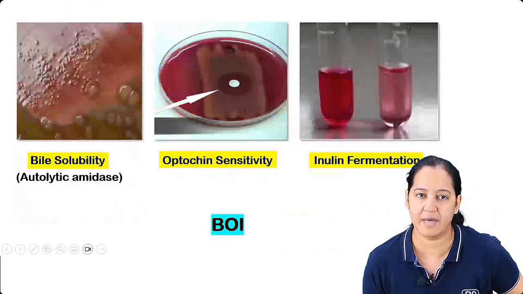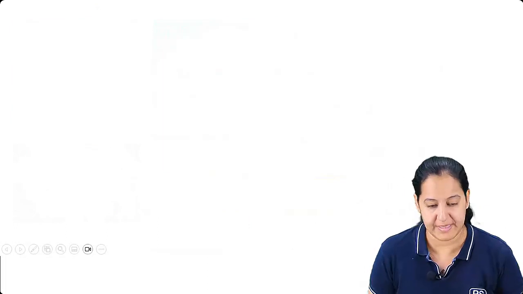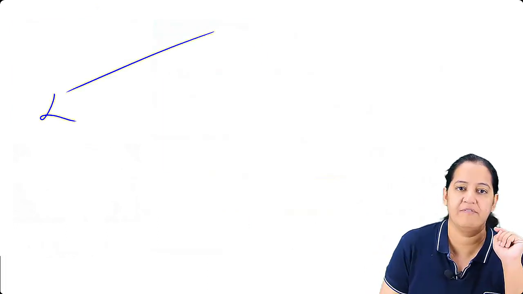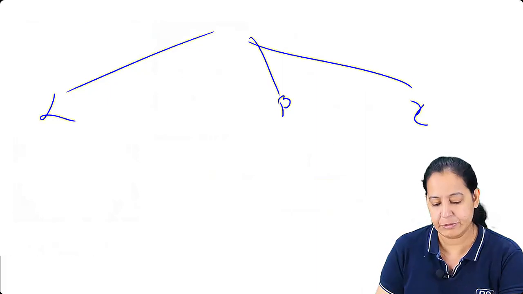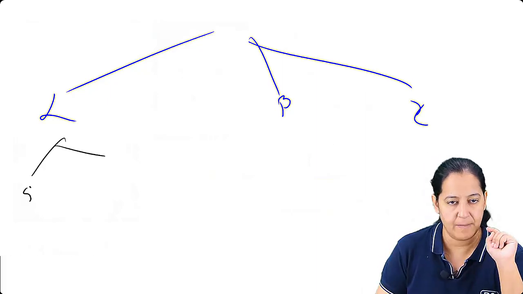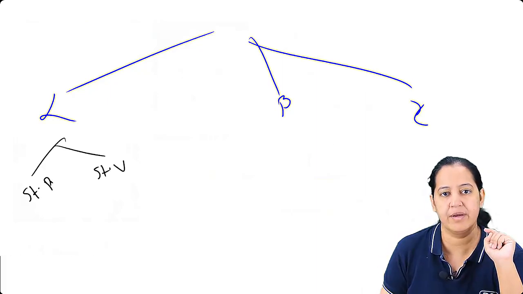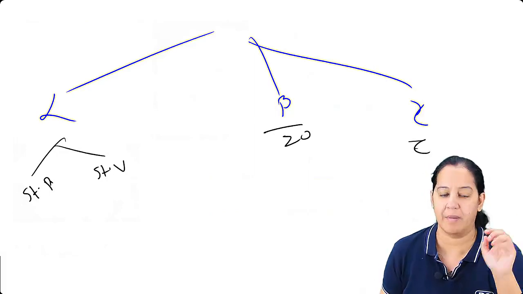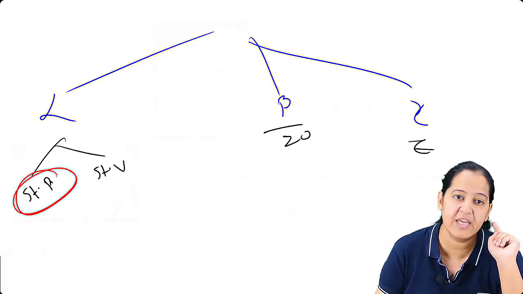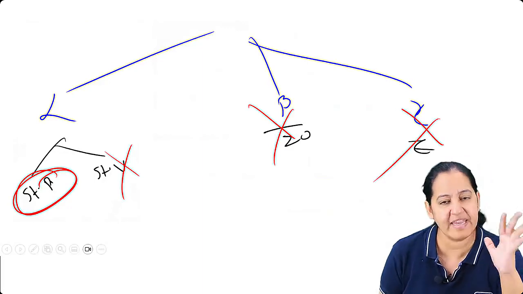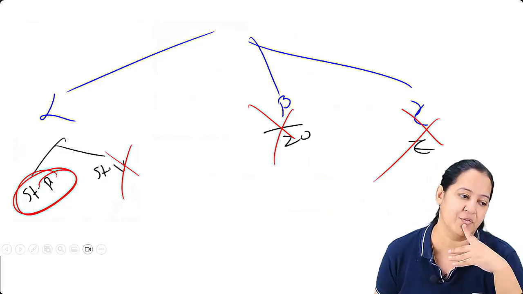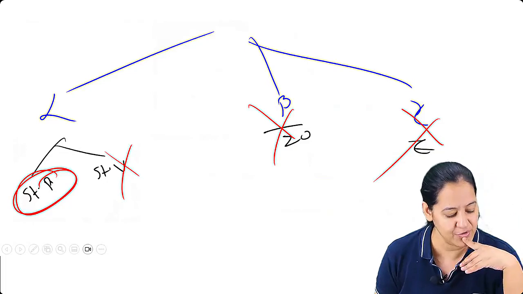Got my point? Now, 3 unique properties which are present only here. Alpha, beta, gamma. There are 2 alpha: Streptococcus pneumoniae and Streptococcus viridans. There are 20 beta and there is 1 gamma. So tell me something very unique here which is not present in any other bacteria of the world. You have to learn the unique properties of all the bacteria, based on which all your questions will be there.